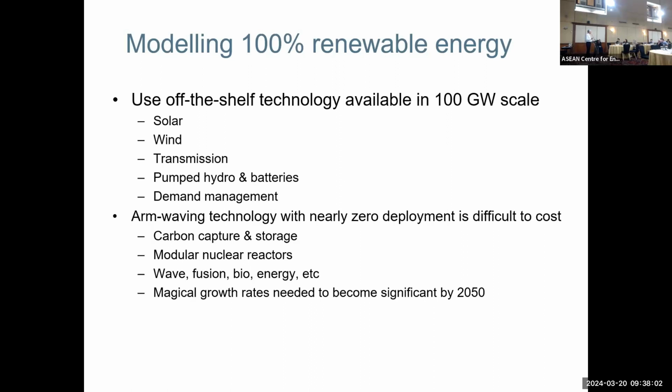You need magical growth rates for anything other than solar and wind to challenge them for mass generation. It's not worth wasting time modelling something that will not be important until mid-century or after or never. Carbon capture and storage and nuclear have both failed in the global marketplace against solar and wind because they have almost zero market share. And that really tells you something. All the arm waving and rhetoric does not get around the fact that solar and wind are cheap and nuclear and carbon capture and storage are expensive.